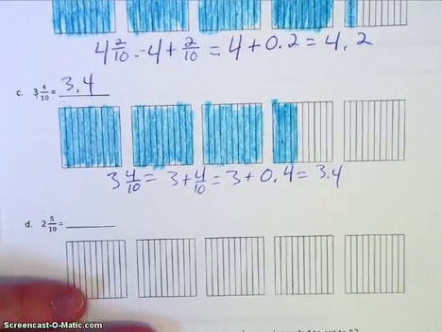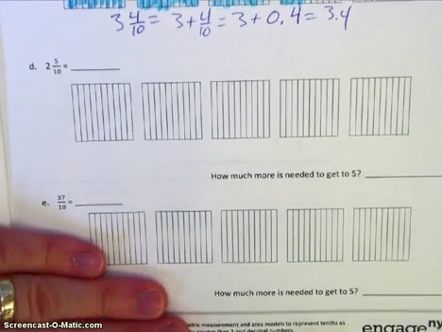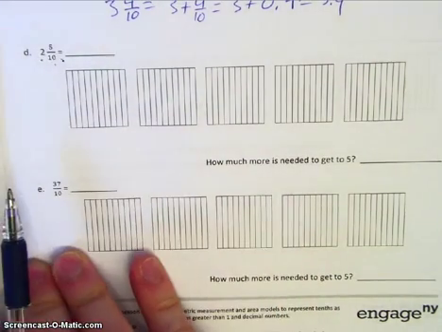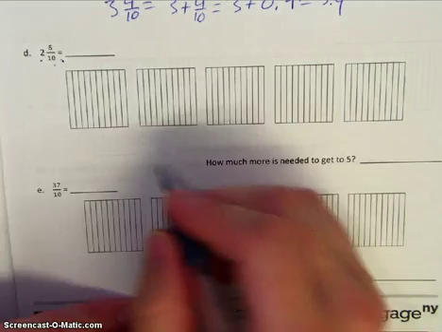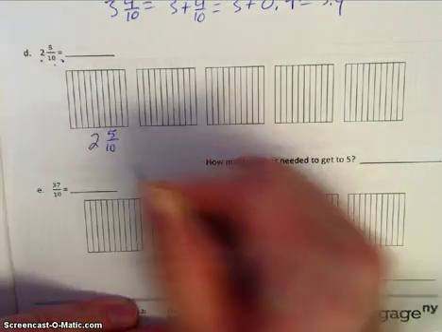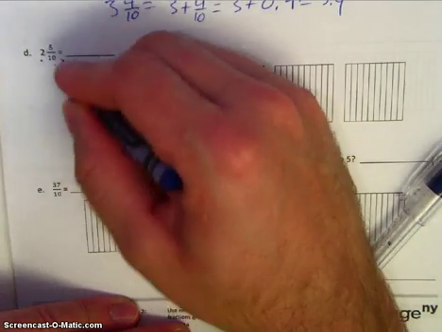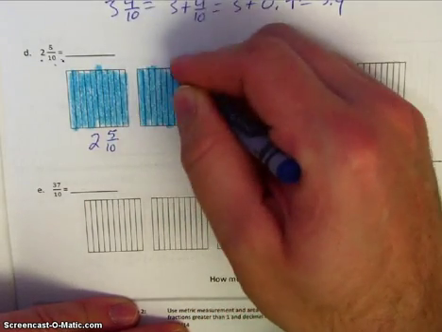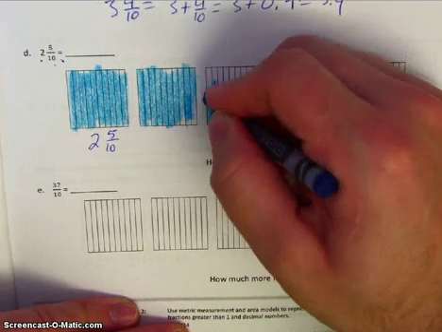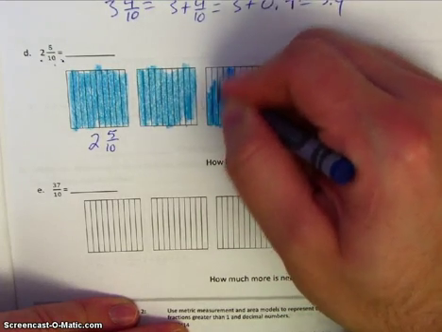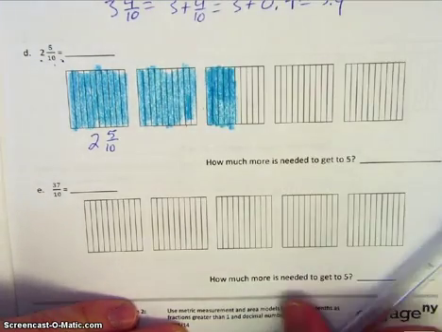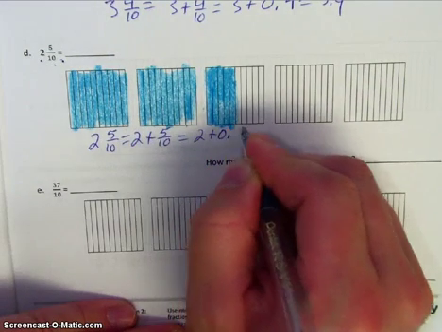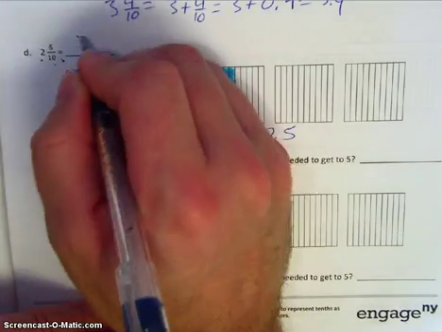Okay, moving on to letter D. So we have 2 and 5 tenths. So we're going to shade in 2 wholes, or 2 ones. All right, then we shade in 5 more tenths after that. So 2 and 5 tenths, so 2 plus 5 tenths. We convert to the decimal, and we get 2 and 5 tenths written as a decimal.